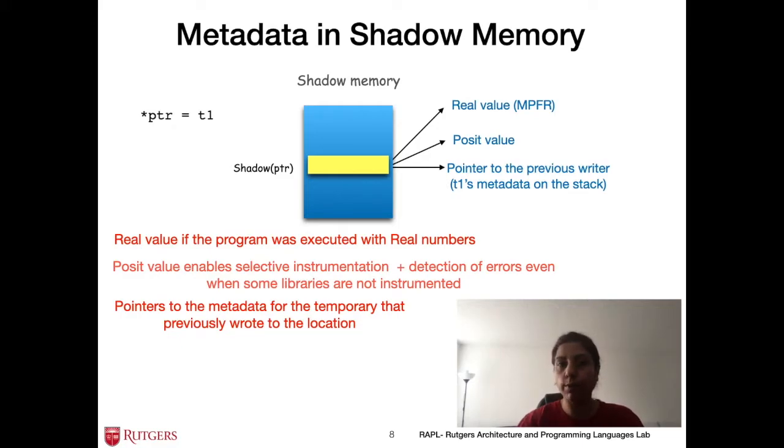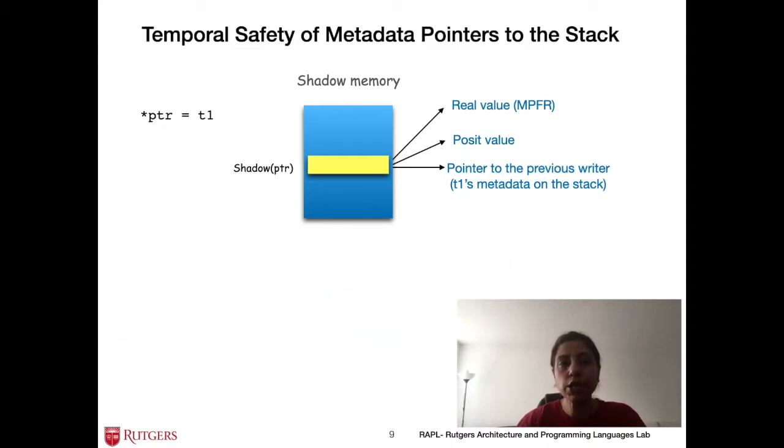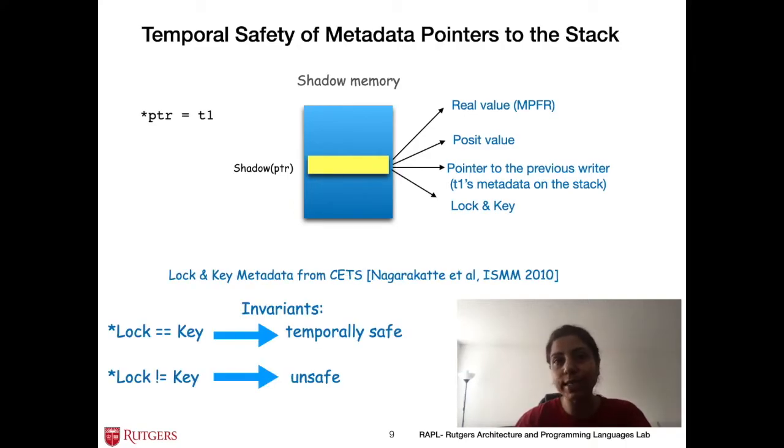But there is one problem. What if the stack frame is deallocated? Then the pointer to the temporary in the shadow memory metadata is a dangling pointer, and we need to check if it is safe to access this pointer. That means we need to ensure temporal safety of all pointers in the metadata space. We use the idea of lock and key from SoftBound-style approaches proposed by Nagarakatte et al. The invariant maintained here is that lock and key will match as long as the pointer is safe to access. For more details, please check our paper.